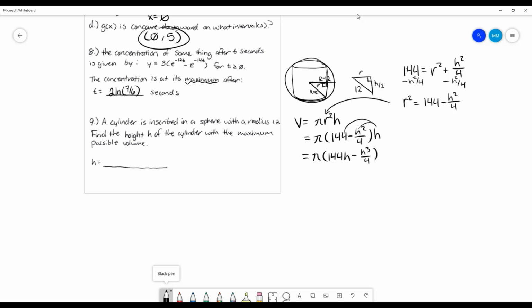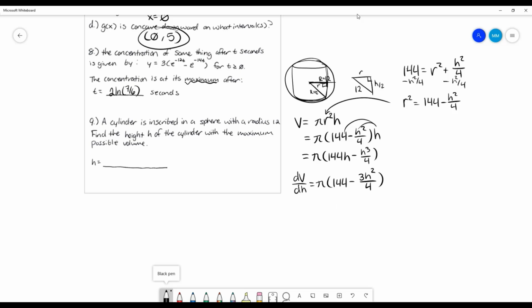And now I can take the derivative of this with respect to h and not have anything weird going on. So if I take the derivative now, so dV/dh, it's going to be pi times 144 minus 3h squared over 4. And remember, this is just power rule in there. And this is a constant coefficient, so I can just keep it out there.